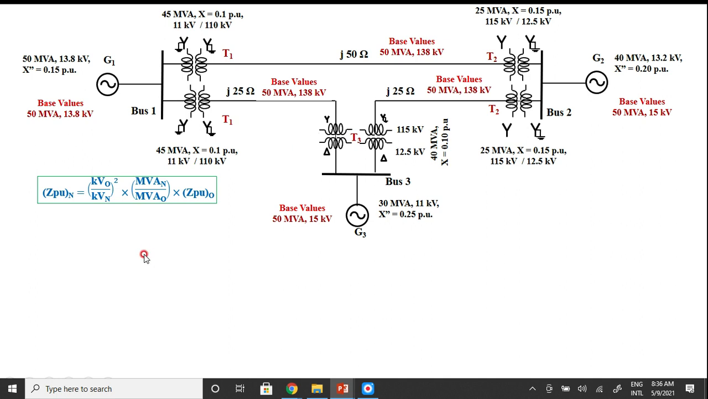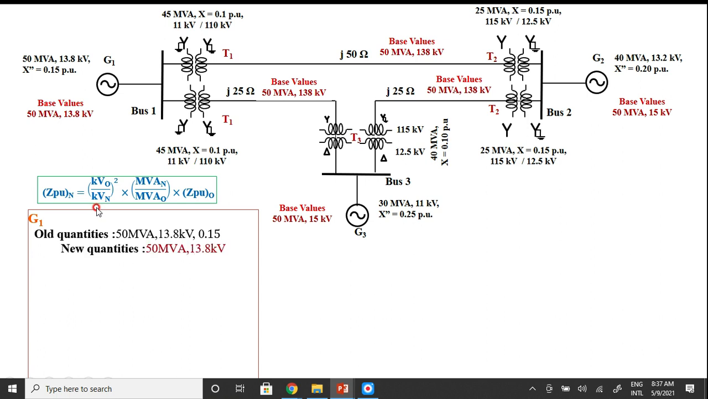Like that you can calculate for generator G1. These are the old quantities, these are the new quantities. You have to substitute in this equation. The old quantities are 50 MVA, 13.8 kV, and the new quantities are 50 MVA, 13.8 kV. Just substitute, then what I am getting is 0.15.